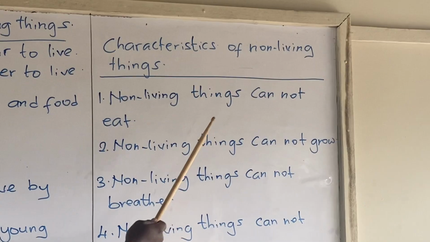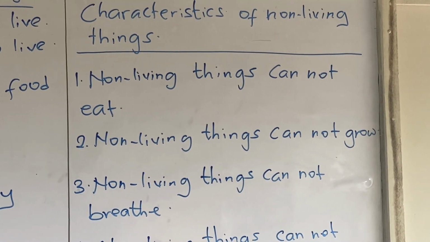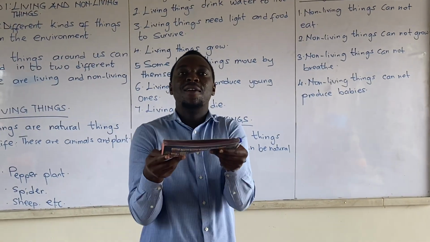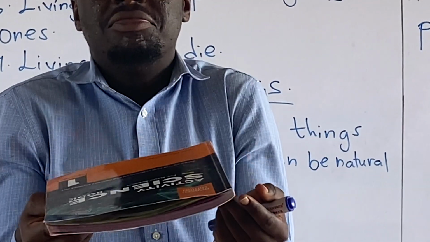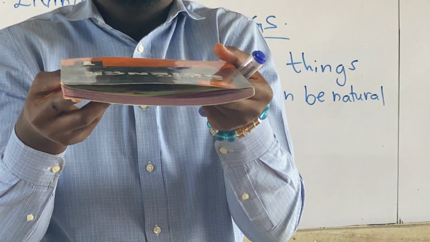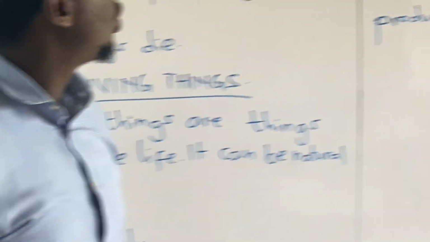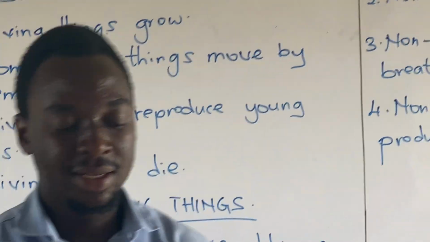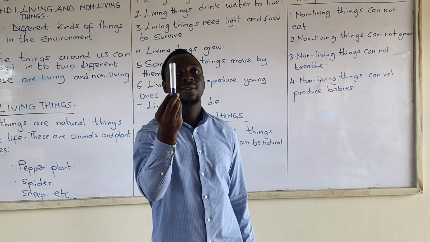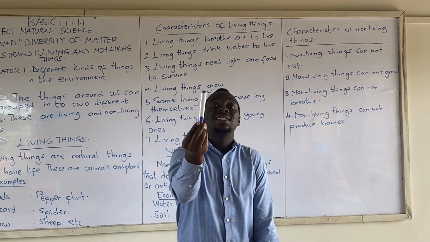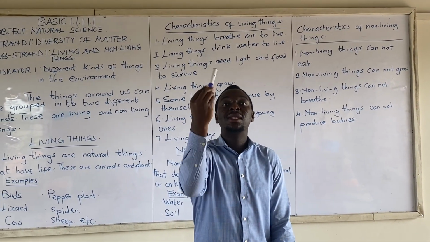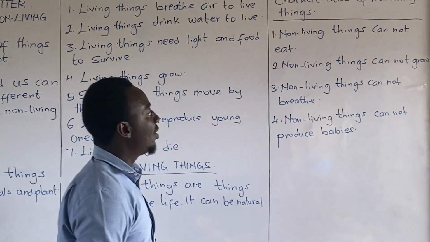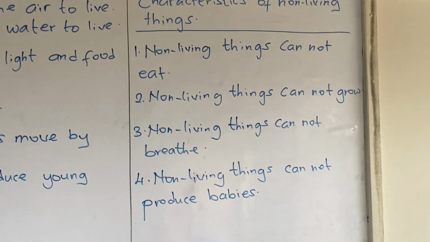1. Non-living things cannot eat. As I said earlier on, non-living things cannot eat. This book cannot eat. It doesn't have a mouth to eat. That is a non-living thing. 2. Non-living things cannot grow. This marker will continue to remain like this. It cannot increase in height and it cannot increase in size by itself. So it cannot grow.